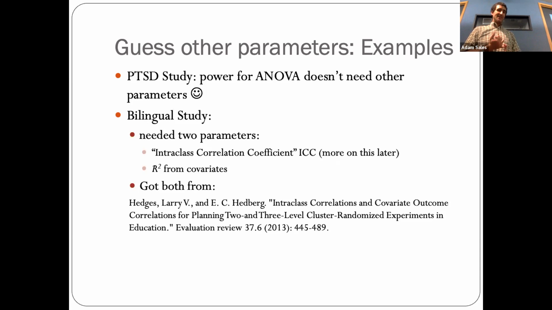For the bilingual study, there were a bunch of different parameters, but really what it boils down to is this ICC that I keep talking about, and I'm going to explain what it is when we get to it. I had to find that. And also the R-squared from covariates, which is what proportion of the variance in the outcome is predicted not by your treatment, but by the covariates, by pretest, sex, whatever it is. And I got these two numbers from this paper, Hedges and Hedberg, 2003.